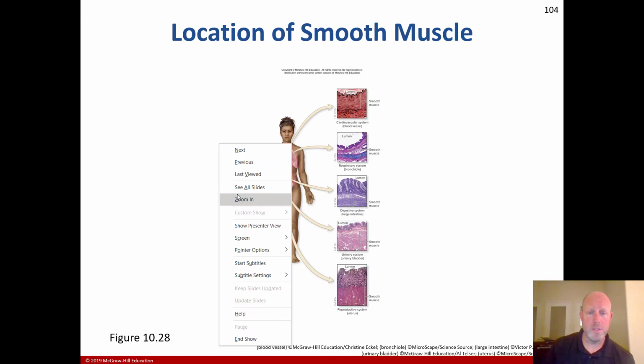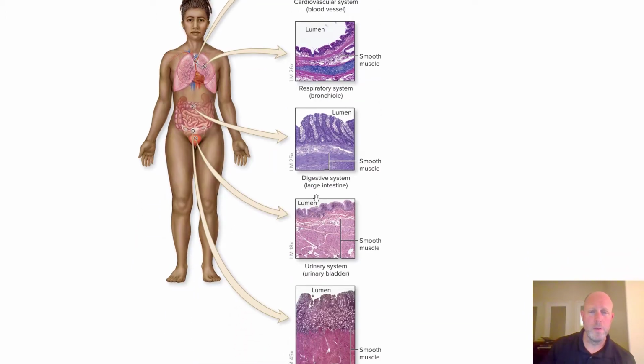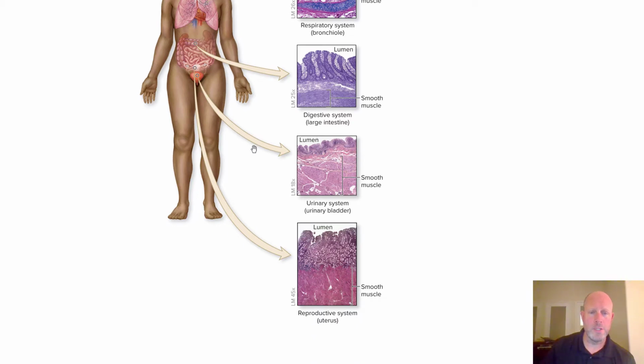And of course, here we can see some locations. So we have smooth muscle here, the cardiovascular system, the blood vessels, right? And we have the respiratory system, the lungs here, and then we have smooth muscle here, the lumen here, the bronchiole. And showing the lumen again here, now referring to the digestive system with the large intestine and smooth muscle. The urinary system, the urinary bladder in this case, showing the smooth muscle here, and the smooth muscle of the reproductive system in the uterus, the female.